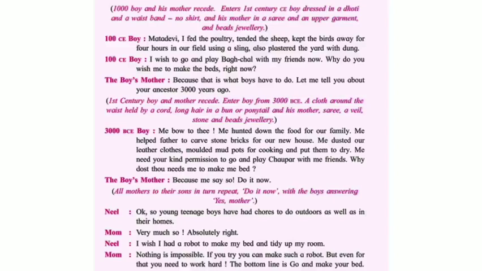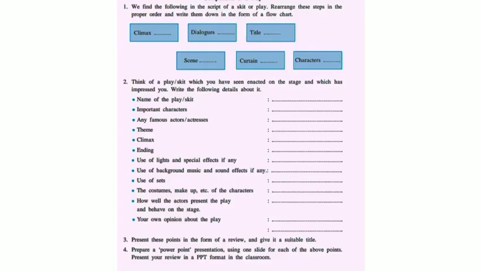Okay, now coming towards the warming up part, component of a play. We find the following in the script of a play. Rearrange the steps in the proper order and write them in the form of a flowchart. So you have to write the climax, the dialogue, the title, the scene, the curtains and the characters. You have to rearrange them in proper order and then write it in the form of a flowchart. So this is something you guys can do as homework. You know the characters, you know the dialogues between them, you know the title. So you just have to rearrange them and do it in the form of homework.